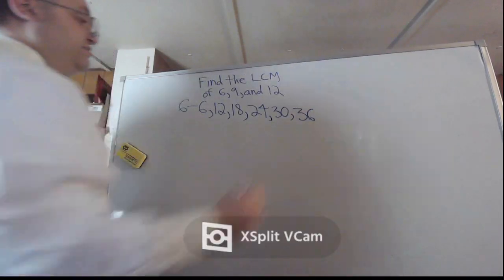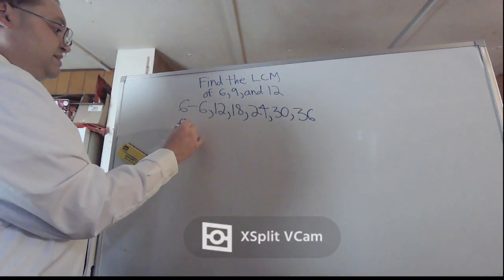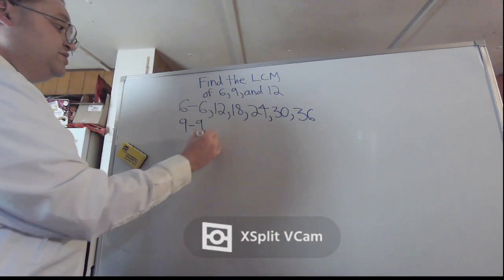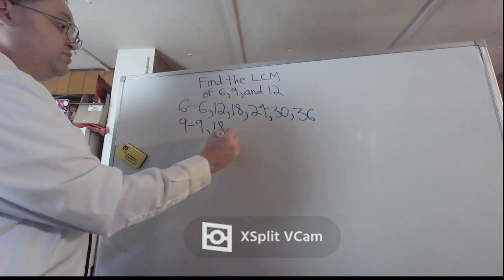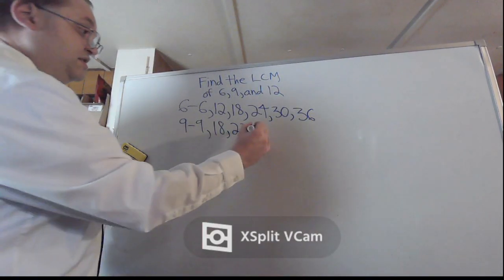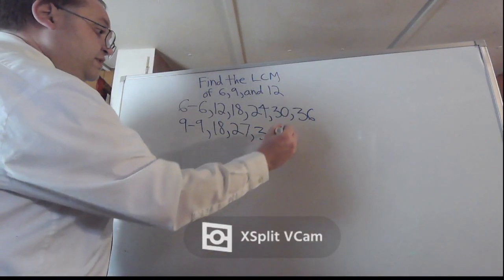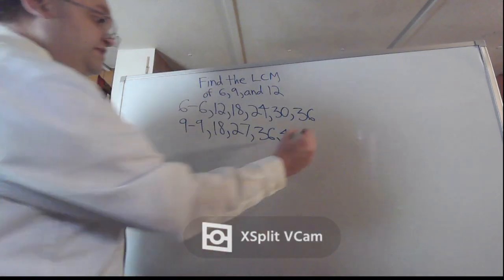I think that's enough multiples for now. How about 9? 9 times 1 is 9. 9 times 2 is 18. 9 times 3 is 27. 9 times 4, that's going to be 36. 9 times 5, 45. 9 times 6, that's 54.